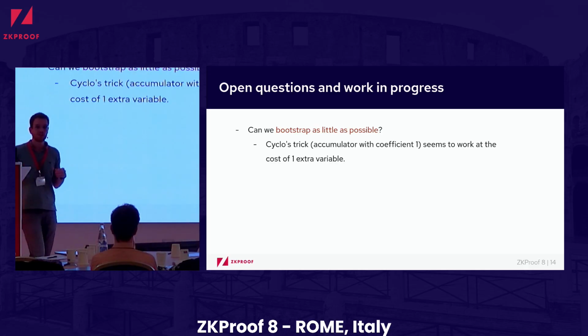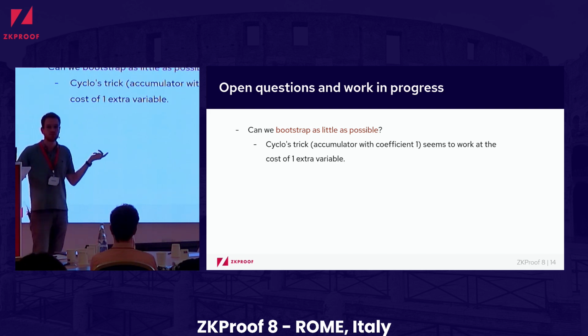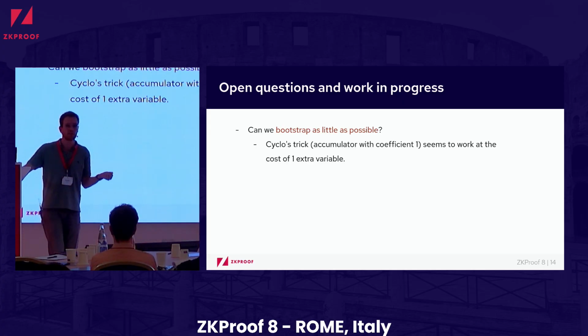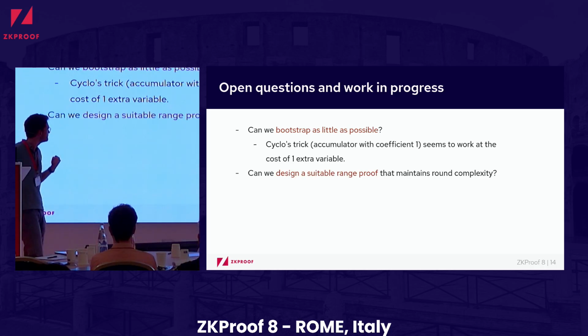And for this, Cyclo, which Michal just presented, does a very nice trick. In the accumulator, the amount that is growing after every folding is growing multiplicatively. We can try to plug in a coefficient 1 so that the norm doesn't grow. It grows only with the base witnesses. I think we kind of analyzed this trick, and it seems to work, but we need to plug in an extra variable, which makes our folding a bit more expensive. So we welcome ideas on how we could do this without this extra cost.